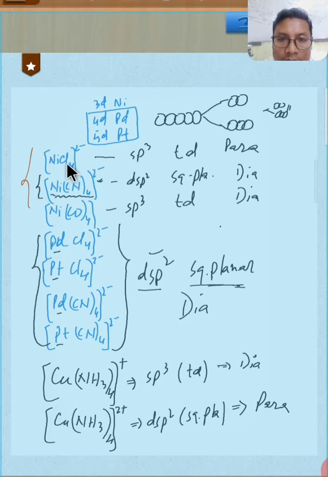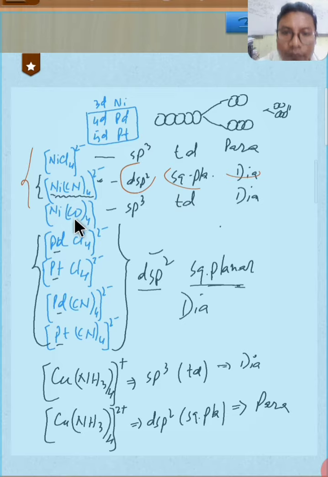So NiCl4 has sp3 hybridization, tetrahedral geometry, and paramagnetic nature, while in Ni(CN)4, CN is a strong ligand, so the hybridization was dsp2, square planar, and diamagnetic nature, right? So in Ni(CO)4, the hybridization was what? sp3, tetrahedral and diamagnetic. Now these are examples of coordination number 4 complexes of the 3d series.